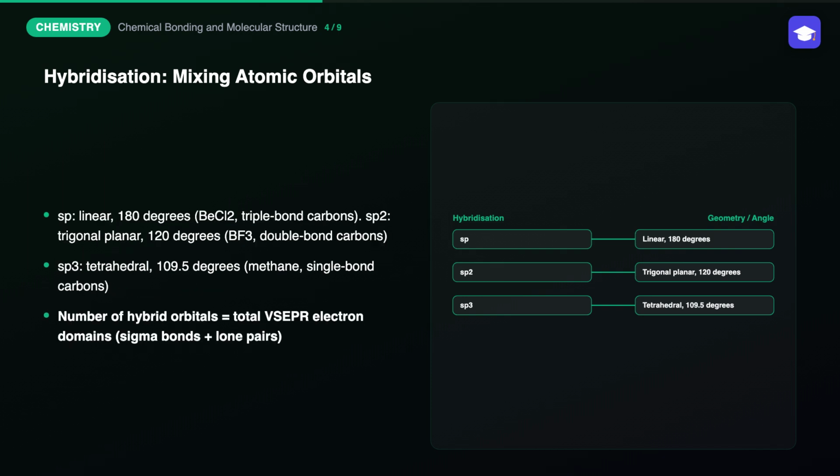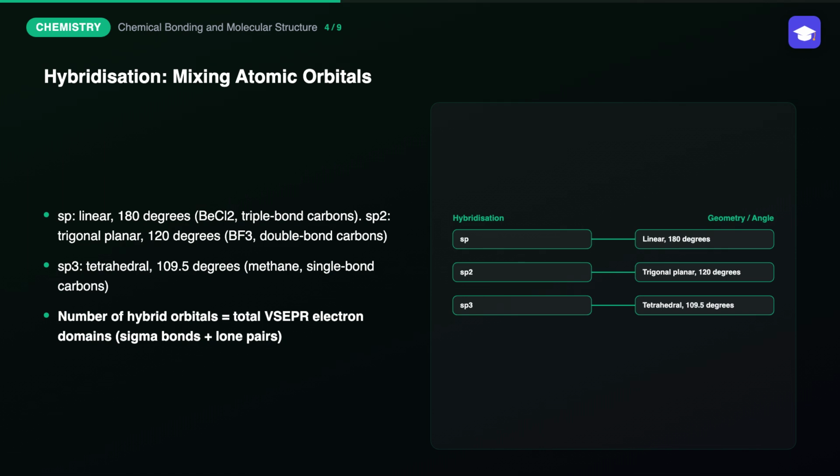A genuinely important, fully tested connection: the number of hybrid orbitals a central atom uses always exactly equals its total number of VSEPR electron domains, sigma bonds plus lone pairs, so you can determine hybridization directly and reliably from VSEPR geometry, without needing any separate, independent calculation.